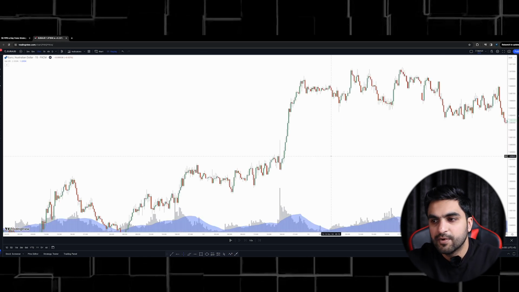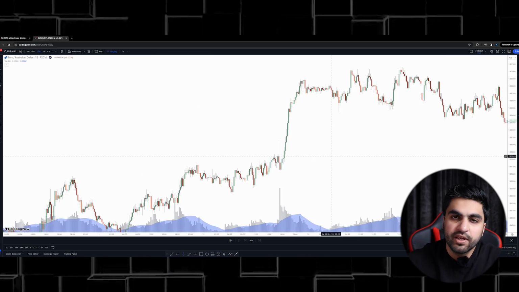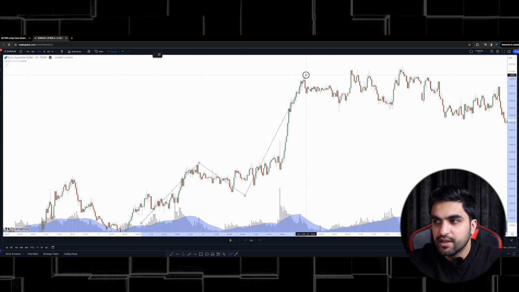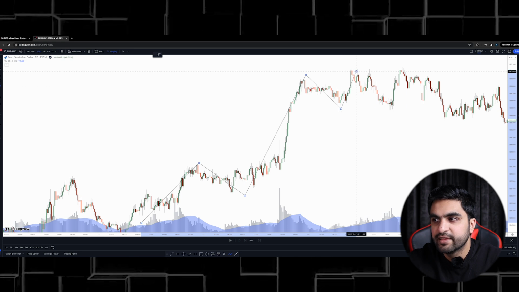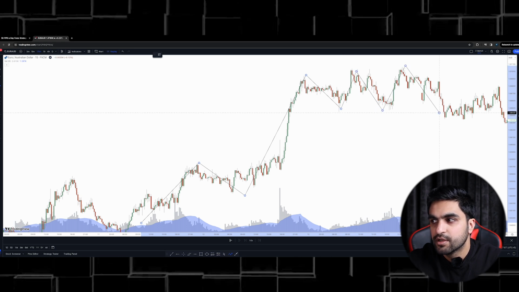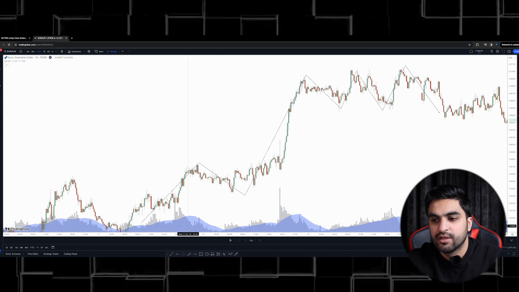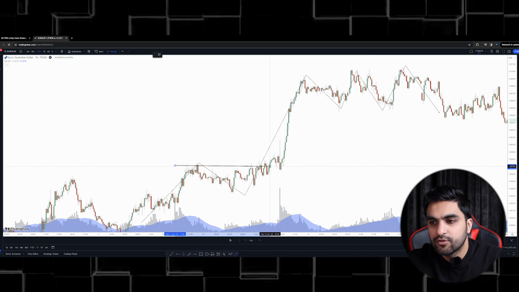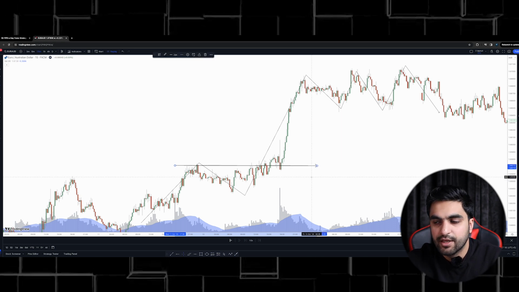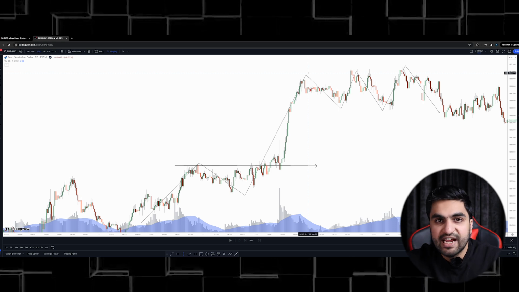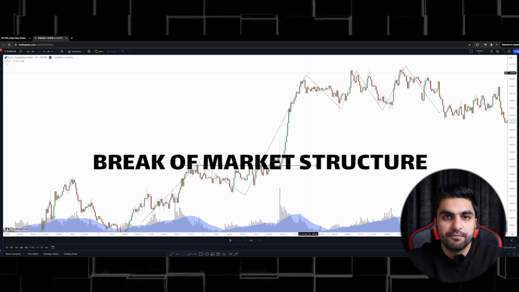Now here in this example, you see market is moving up. We were creating higher high, higher low, then higher high, then higher low, and then market started to go in a range. Now, when market was creating a movement to the upside, you will notice that it is breaking previous resistance or previous higher highs. It broke this higher high when it was creating a new higher high. That's what we call break of market structure.